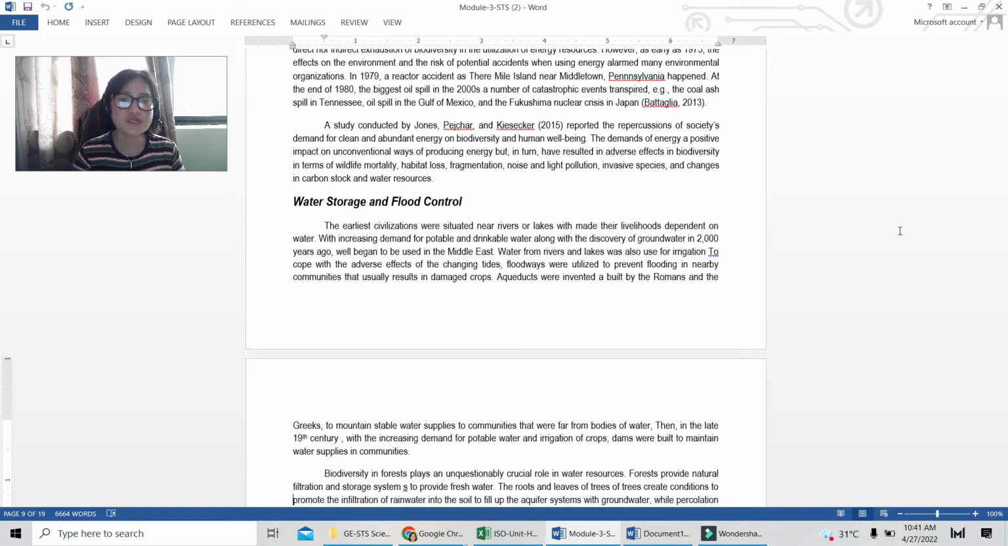So with the increasing demand for potable and drinkable water, along with the discovery of groundwater 2000 years ago, because of advancement, because of breakthroughs, people are innovating, people are inventing new ways for them to live comfortably. So water is being converted into drinking water, and sources of water are not just coming from one source, but many other sources. One of those is groundwater.